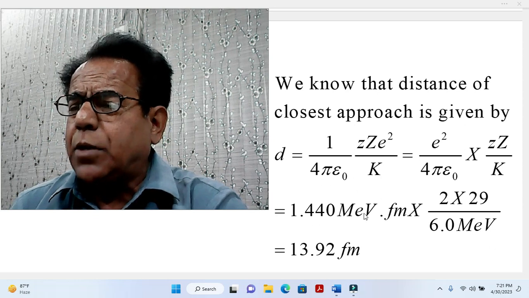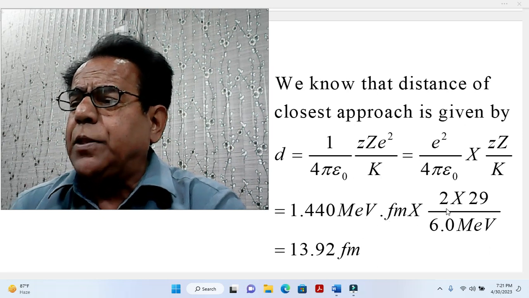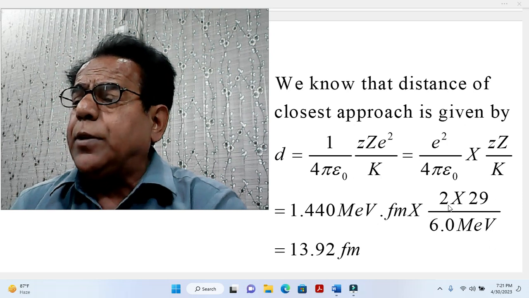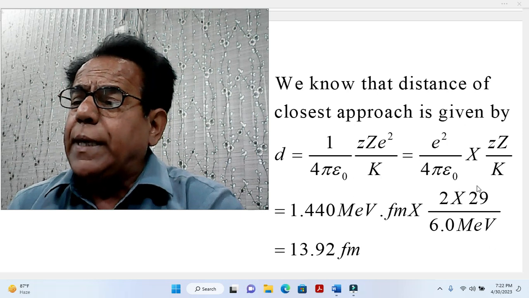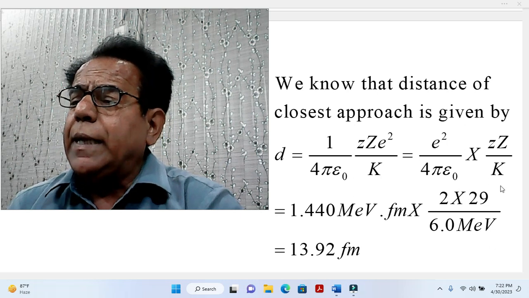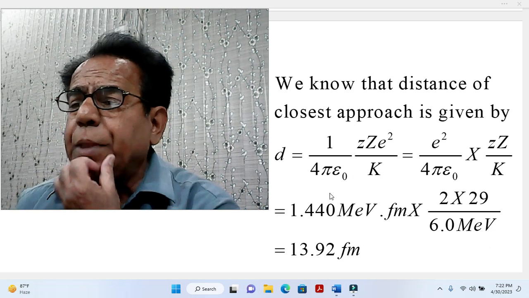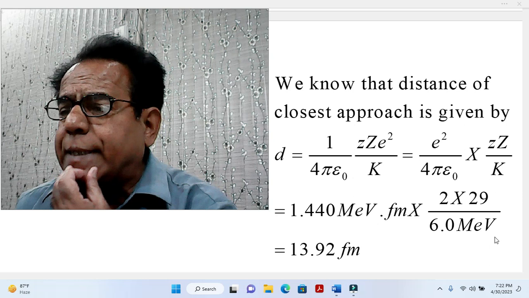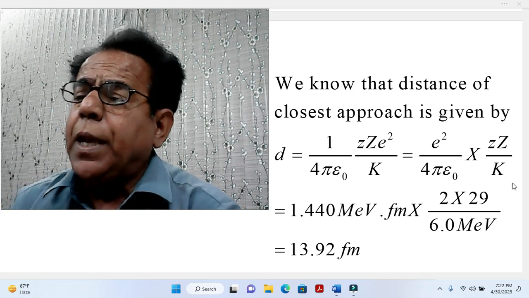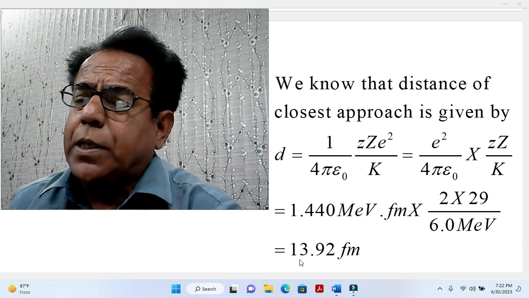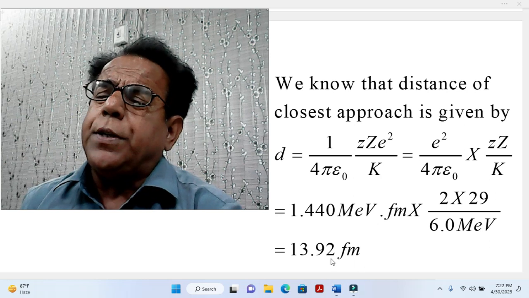In place of this we have used this value from table, 1.440 million electron volt femtometer multiplied with 2 into 29. 2 is for alpha particle, that is helium nucleus, 29 is for copper foil, and kinetic energy is given as 6.0 million electron volt. Here million electron volt will be cancelled with million electron volt and our answer will be in femtometer. After simplifying it will become 13.92 femtometer. We can also write it as 14 femtometer.